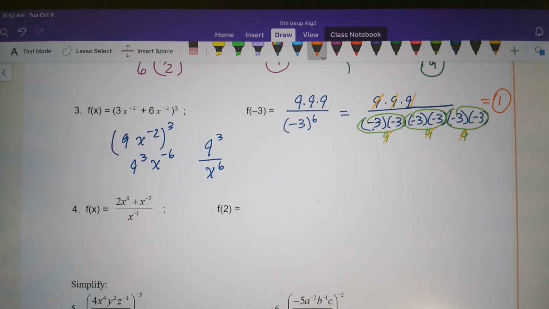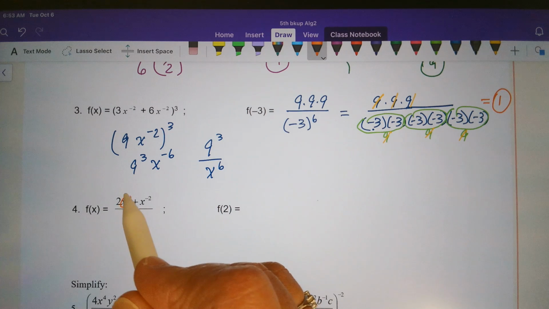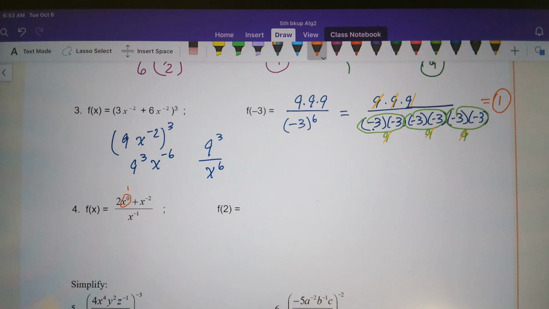Number 4, it's a little more complicated. There's no like terms here in the numerator, and there's a plus sign there, so there's no simplifying that I'm going to do here, other than x to the power of 0 is 1. Okay, this here is equal to 1. So we have simply 2 plus x to the negative 2 divided by x to the negative 1. Let's substitute in, see what we get here.